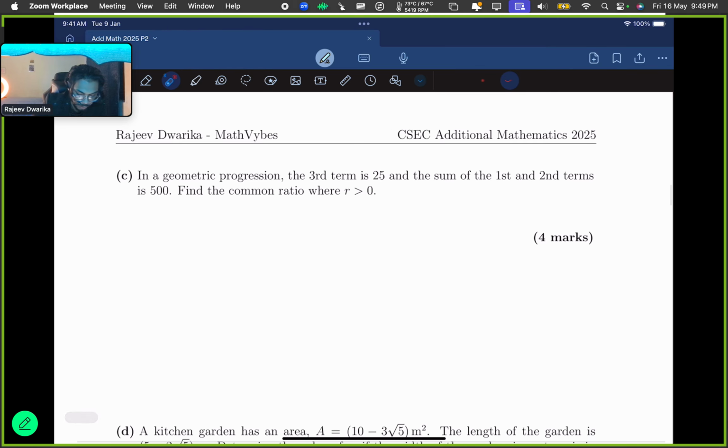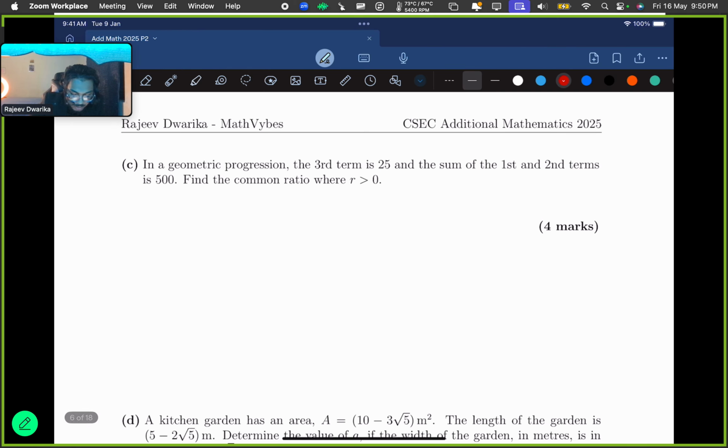In a geometric progression, the third term is 25 and the sum of the first and second terms is 500. Find the common ratio where r is more than 0. Okay, so we're dealing with a geometric progression. The third term is 25, so T3 is equal to 25. And the sum of the first and second, so that means T1 plus T2 is 500. We could come up with 3 equations, with an expression for both of them.